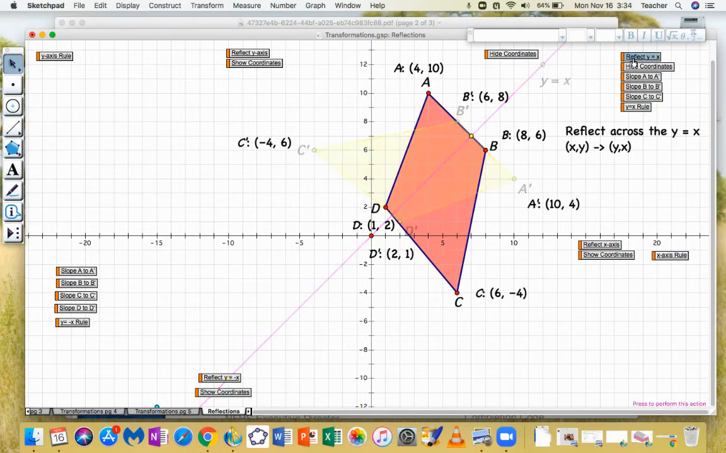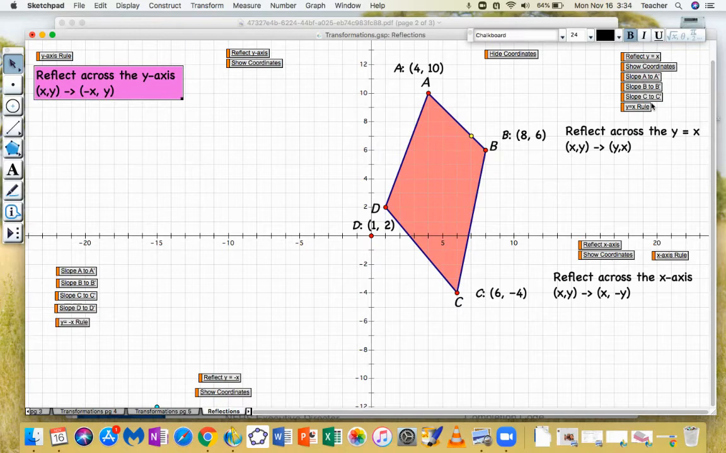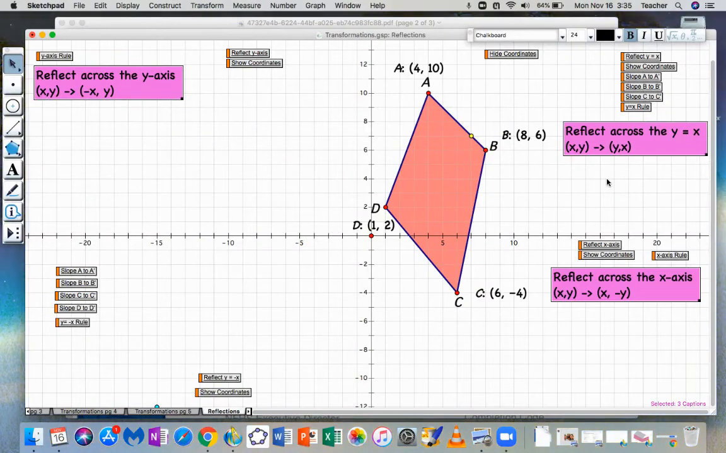Okay, so we have the x-axis rule, keep the x, change the y. We have the y-axis rule, keep the y, change the x. And now you have your y equals x rule. Just switch the x and the y.